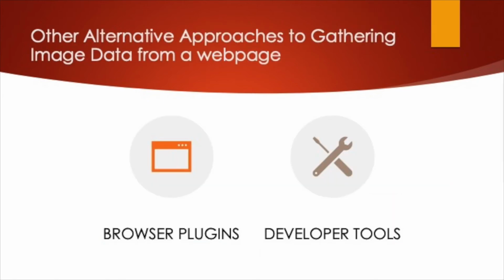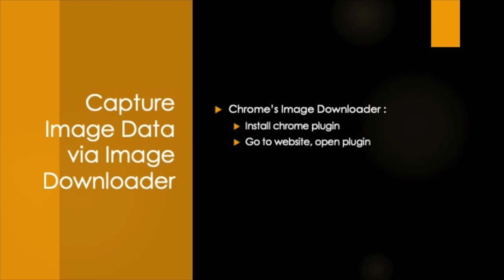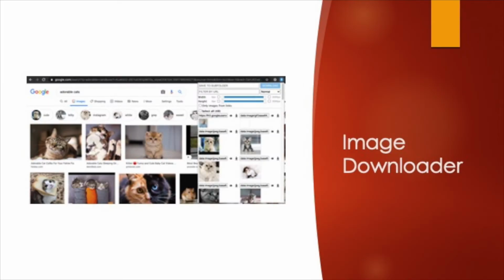So the final few approaches we're going to talk about is using browser plugins and developer tools to gather your image data from a web page. And one plugin you can use for the Chrome browser is called Chrome's Image Downloader. The image downloader is easy to use and lightweight. To use, you just simply install the Chrome plugin, go to website, and open the plugin. The images are then displayed within the plugin and can be downloaded individually or as a complete set.